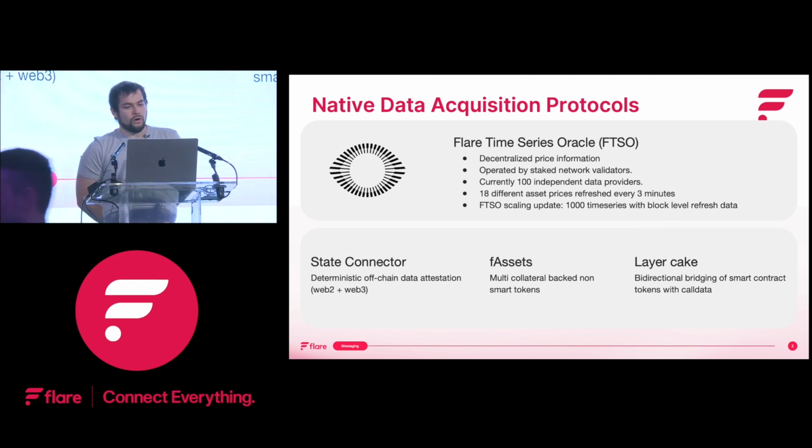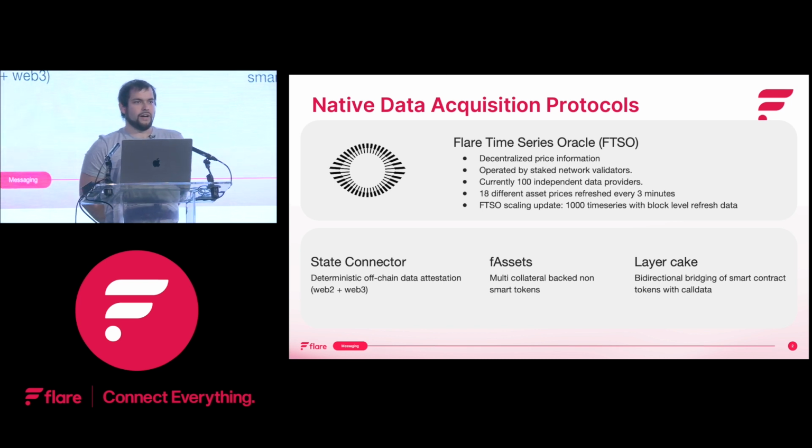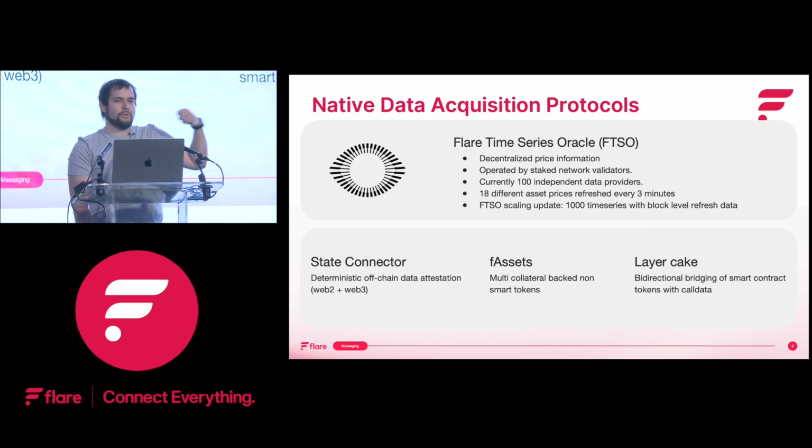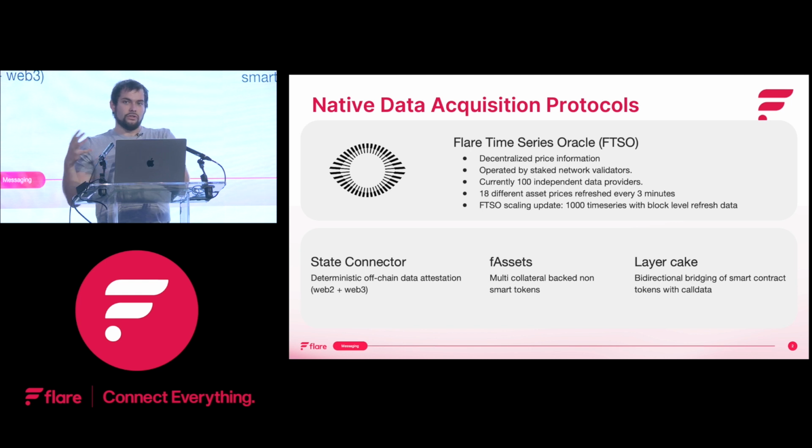And FTSO offers you decentralized price information. It is operated by a staked network of validators. Currently, about 100 different data providers are providing independent pricing data, independent pricing signals directly on the network. This gets aggregated on the network, a weighted median is selected, and that means that at every second on-chain, your contract, your event collector, or pretty much any off-chain app can access this data.